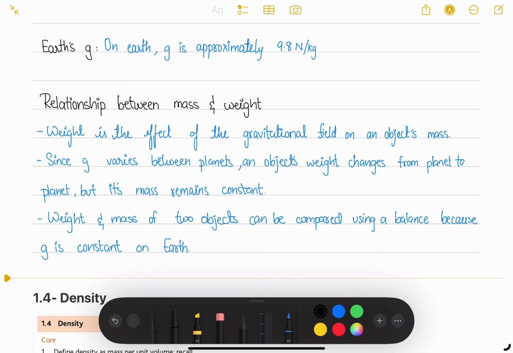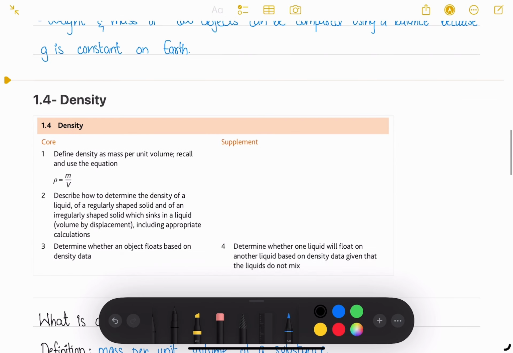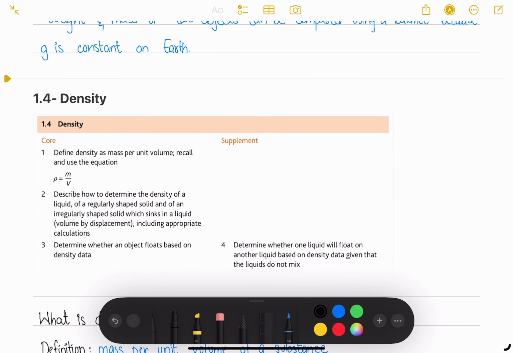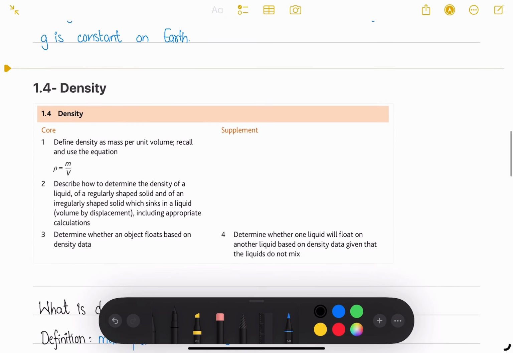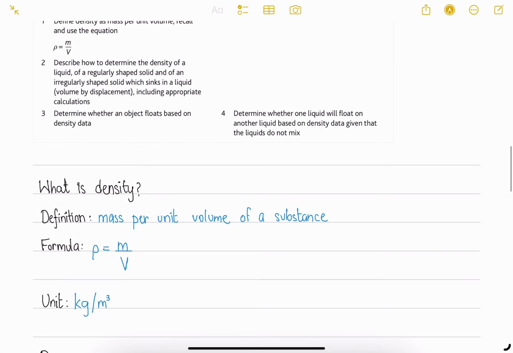So then we have density, that is 1.4, and this is the syllabus content. So we'll move on to density. What is density? Density is basically mass per unit volume of a substance. For density, we have the formula rho = m/v.